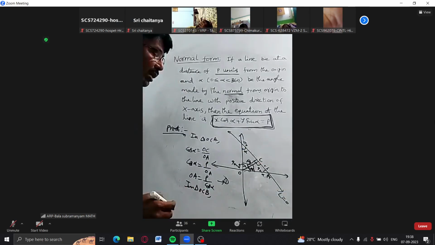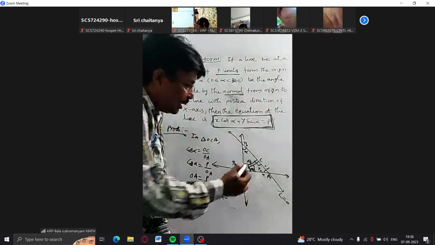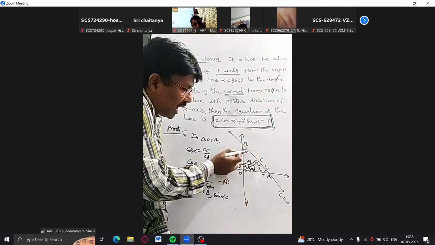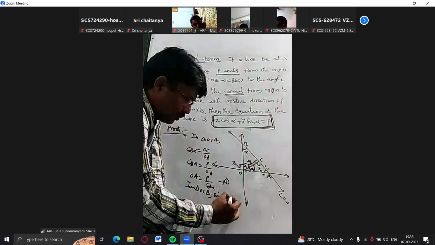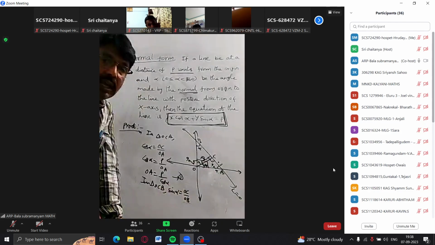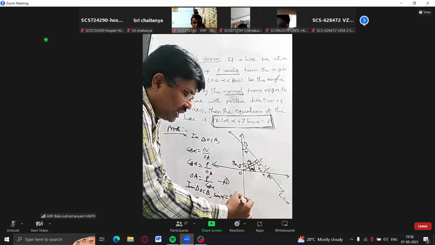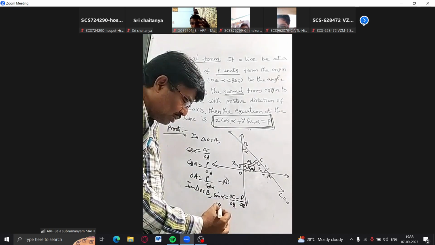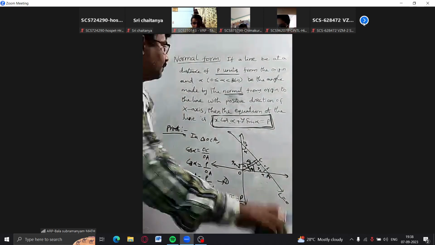In triangle OCB, find sin alpha. In triangle OCB, the angle is alpha. Opposite to alpha is OC. Sin alpha is OC by OB, opposite by hypotenuse. OC is nothing but the distance, that is P, so sin alpha is P by OB. Now this can be written as OB is equal to P by sin alpha.